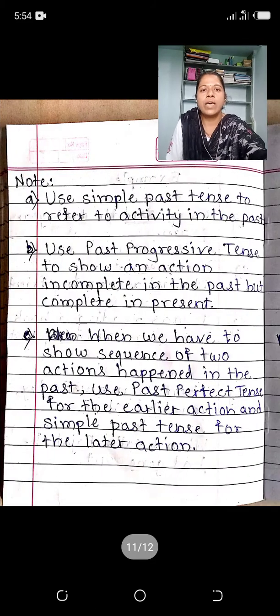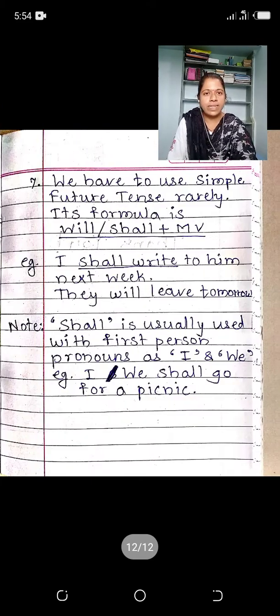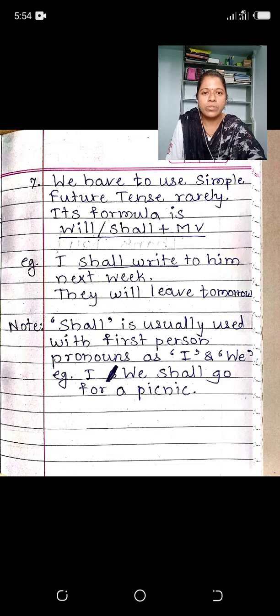Now friends, we have seen the major tenses we have to use frequently in our day-to-day life, but sometimes we have to use future tense also, very rarely, but it is a need of our day-to-day life also. So we have to use simple future tense rarely, and its formula is will or shall plus main verb. Just will or shall plus main verb.